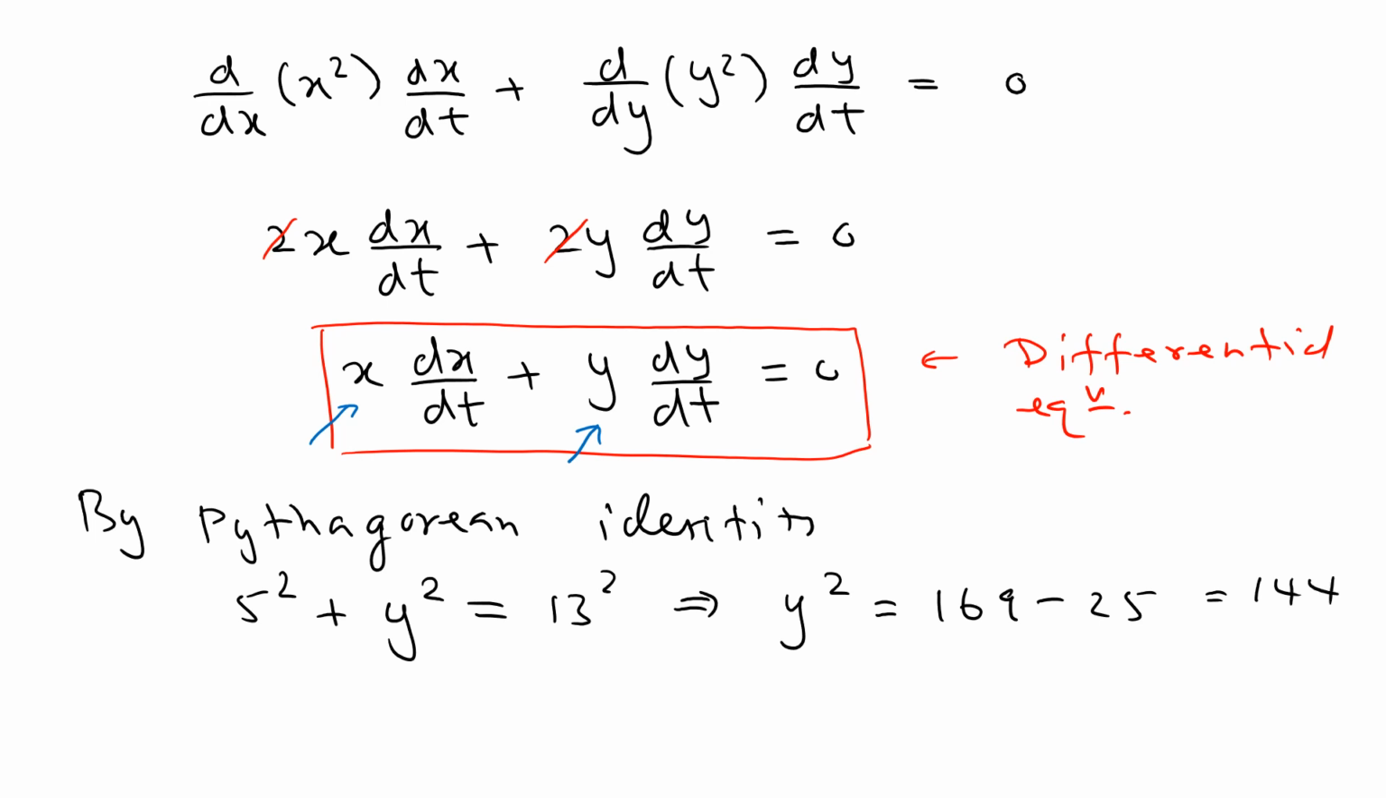And when you take the square root, you get y equals 12, because you know that this is a positive quantity, so you don't get the negative value here. Okay, now what we can do is plug in all those values. So we know everything now. We know x, we know dx over dt, we also know y. The only thing we don't know is dy over dt. So it's very easy. We use this equation to find the unknown value. So let's plug in now.